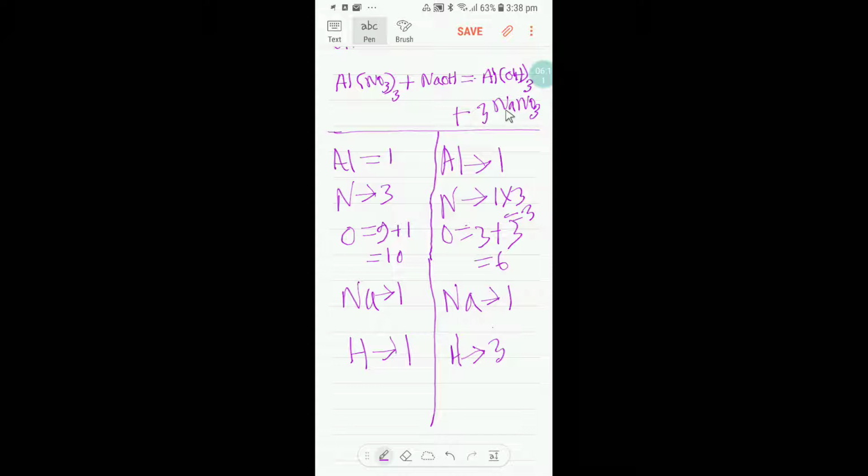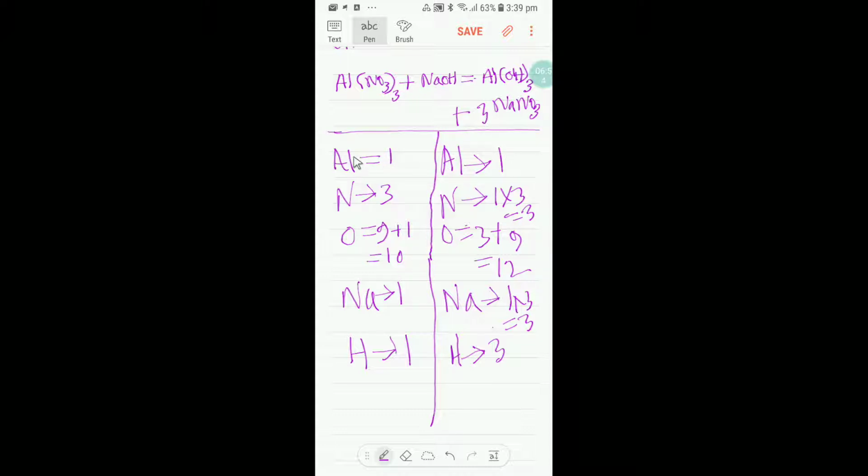The number of sodium will be changed, so I have to write here 3, right? I have to write here 3, and I have to change my oxygen, that is 3 times 3, 9, plus 3, 12 oxygen. So I have to write here 12 oxygen, right? This is 12 oxygen. Okay.